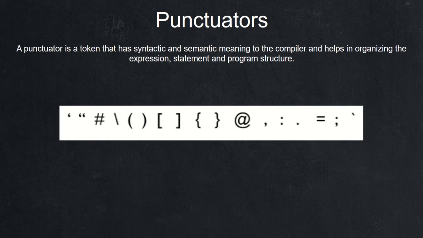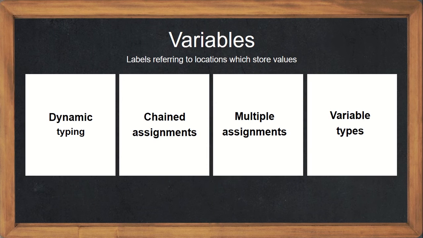So coming to the next category of tokens, punctuators are those tokens which have syntactic and semantic meaning to the compiler, and help in organizing the expression, statement or program structure. We have used most of them in our programs or may use them in future. Coming down to variables, which are labels that refer to locations which store values. See, Python treats variables in a different manner than other languages.